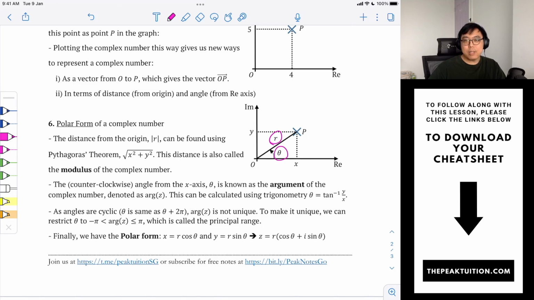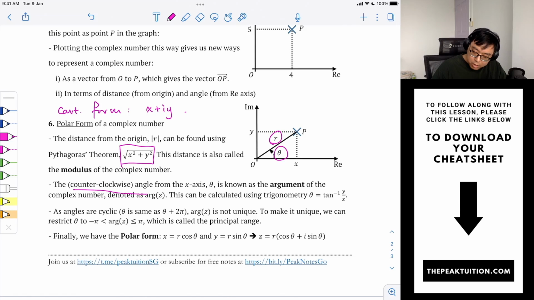Previously, we know that there's a Cartesian form, which is x plus iy. This is the Cartesian form. The polar form is represented using two values: one is the distance and one is the angle. The distance is basically Pythagoras' theorem. It's the magnitude of a vector, right? This is also known as the modulus of the complex number, or the magnitude of the complex number.